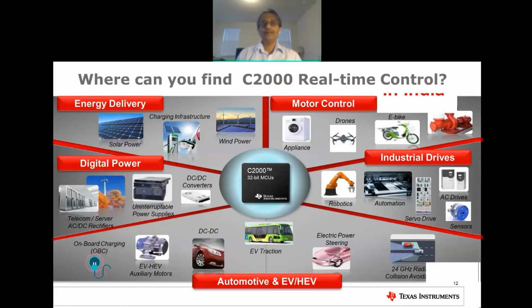And where the C2000 family is today, it has really proliferated. It enables real-time control. It's in motor control and drives, and of course automotive and some of the most modern electric vehicles. And also going into areas such as digital power and energy delivery. So really just giving you a flavor for what electronics has enabled, and doing that by reflecting on some of my journey associated with it.